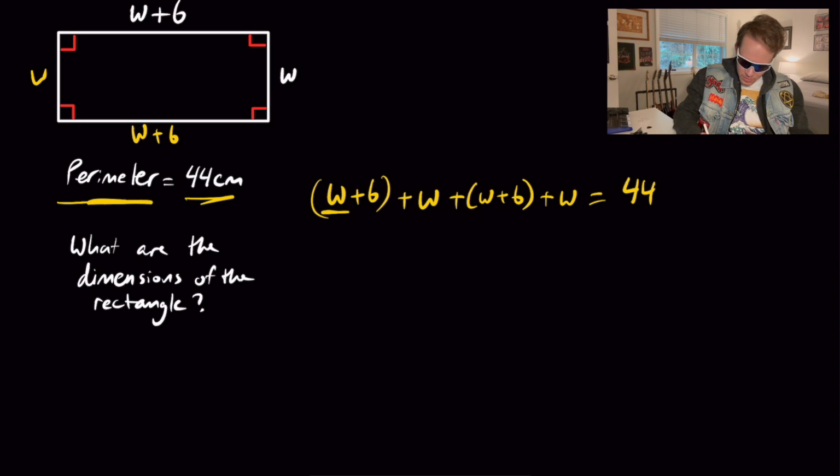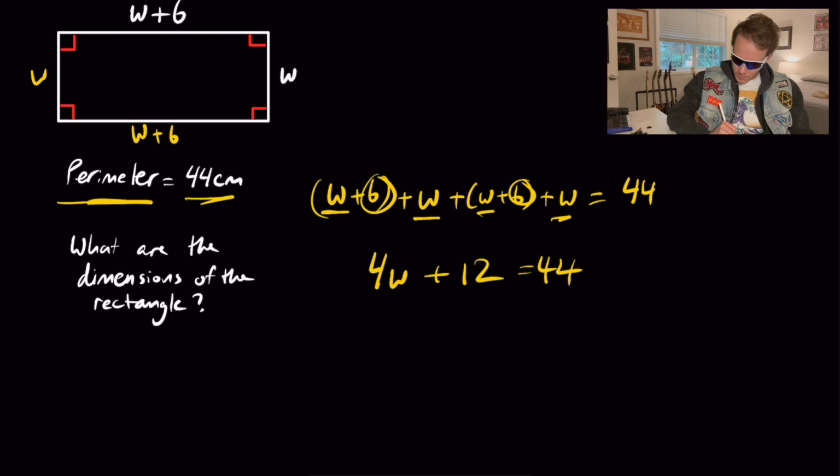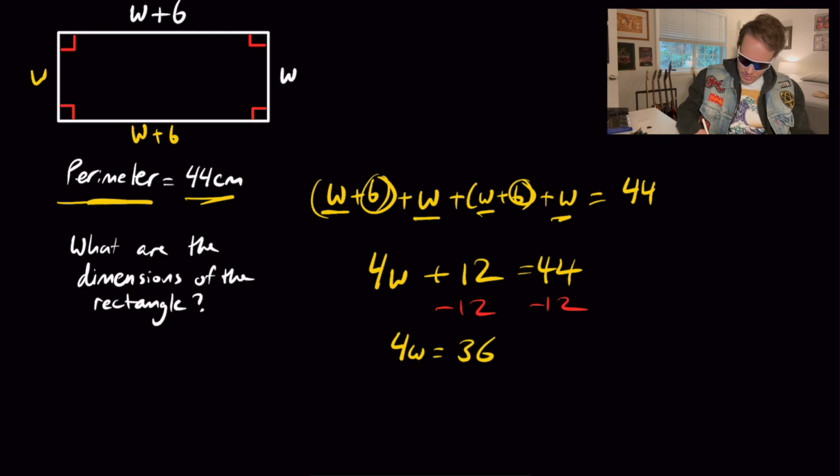So I got w plus a w plus a w plus a w. That's 4 w's. And then I have plus 6 and then plus 6. So it's going to give us plus 12 is equal to 44. If I subtract 12 from both sides, I'll get 4w is equal to 36. If I divide both sides by 4 to get w by itself, I'll have w is equal to 9.